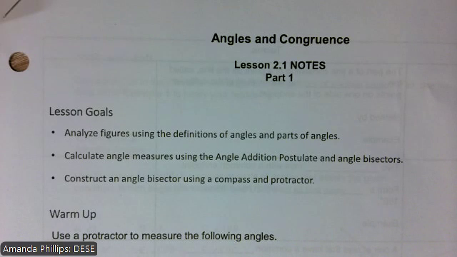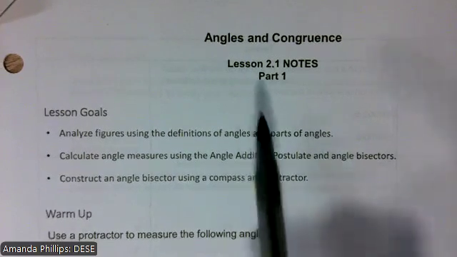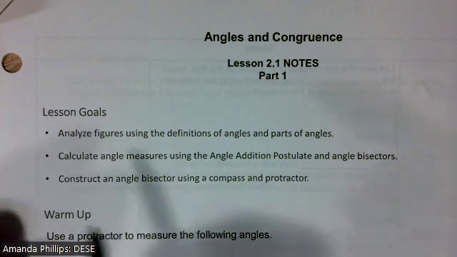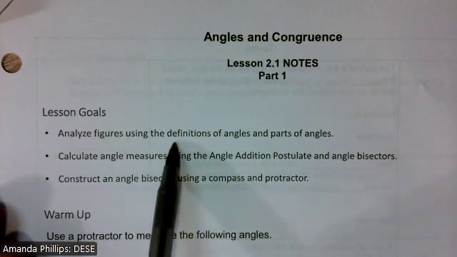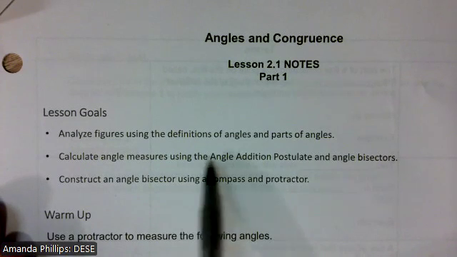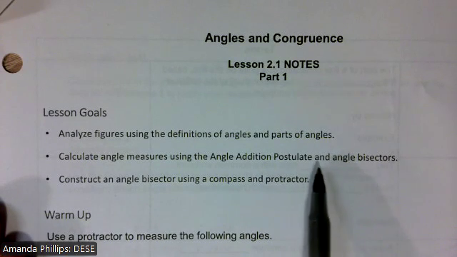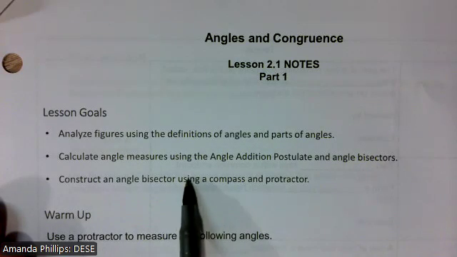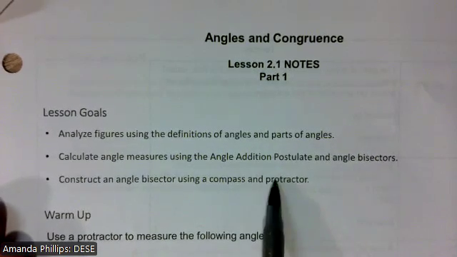Okay, notes for lesson 2.1, part 1. You will notice that we are talking about angles and congruence, and a lot of this is going to feel very familiar because it's basically the same kind of ideas we had with our line segments in Unit 1. So our goals today: analyze figures using the definitions of angles and parts of angles, calculate angle measures using the angle addition postulate and angle bisectors. Those should sound familiar. Construct an angle bisector using a compass and a protractor.